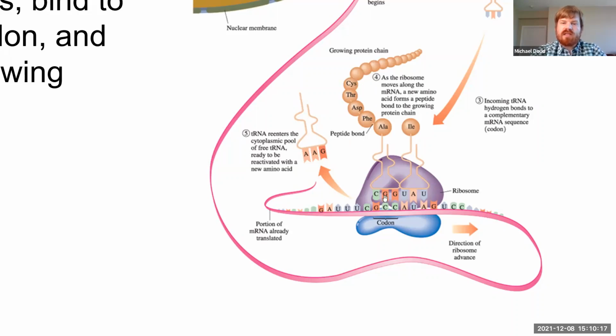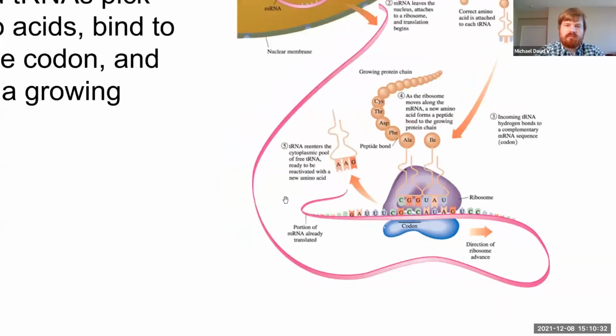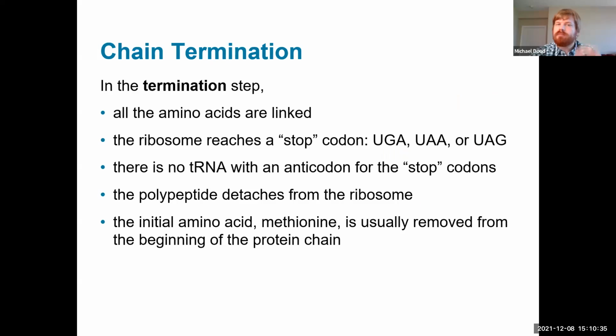Right, and then once this moves along the chain here, the next one is going to be a GUC codon. Once we make it there, this tRNA has given up its protein chain and it's ready to leave. So finally, eventually, as this continues, the ribosome hits a stop codon. That's UGA, UAA, or UAG. There is no tRNA that has an anticodon for the stop codons. So basically, the ribosome gives up at that time. That's when the polypeptide gets detached from the ribosome.